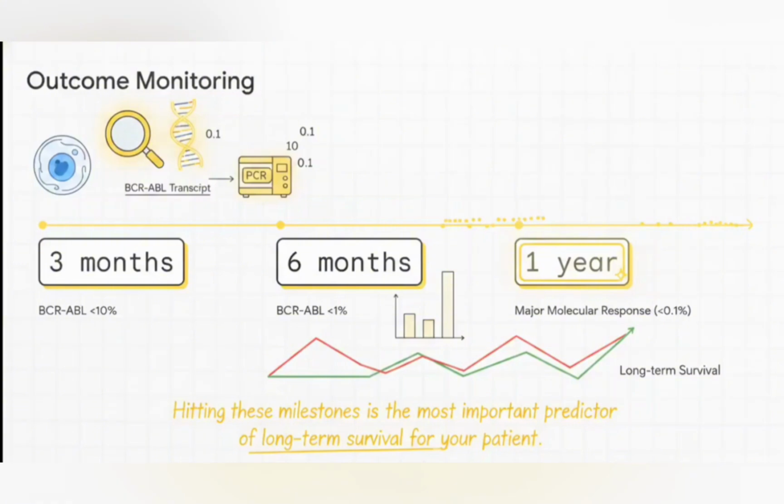At 3 months of treatment, the BCR-ABL levels should be less than 10%. By 6 months, it should drop to less than 1%. And the golden milestone, by 1 year, we want a major molecular response, which means BCR-ABL is less than 0.1%. Hitting these specific milestones is literally the most important predictor of long-term survival for your patient.